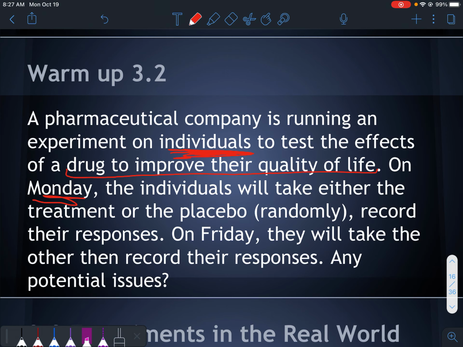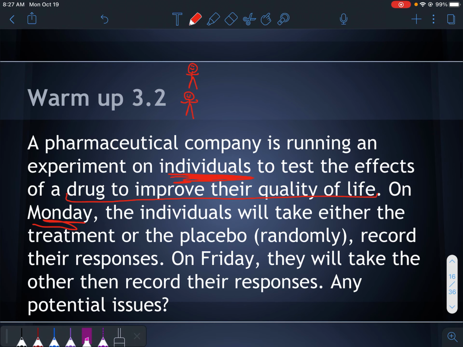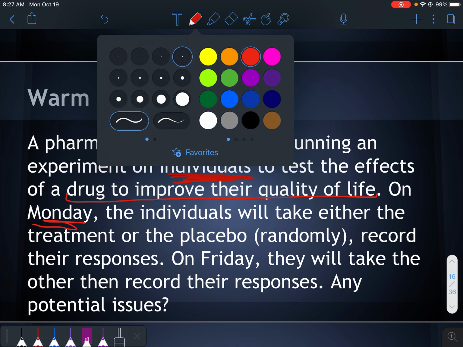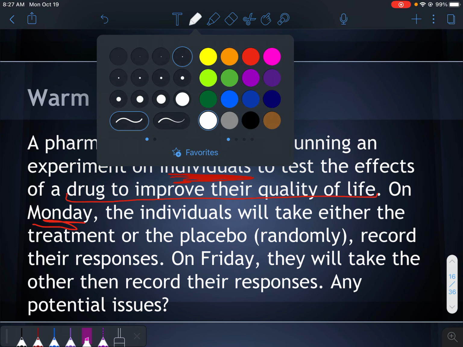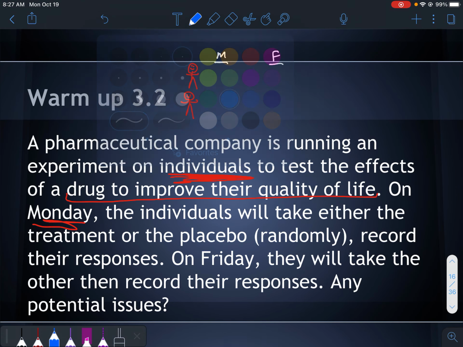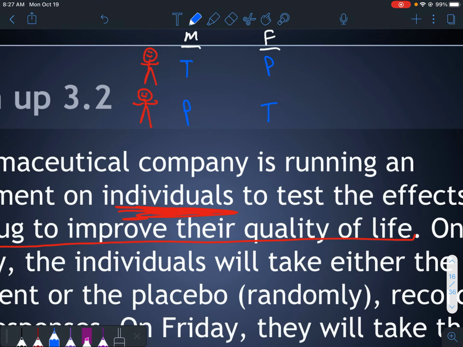So we could have a situation here where we've got 100 individuals, and I'm only going to draw two scenarios up here because they'll represent that. Each person in this situation is going to be their own control. So we have Monday and we have Friday. Situation one is that on Monday they take the treatment, and then on Friday they take the placebo. The other situation is they take the placebo on Monday and the treatment on Friday.